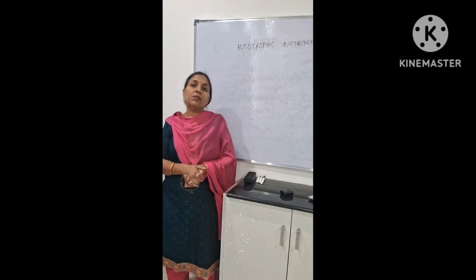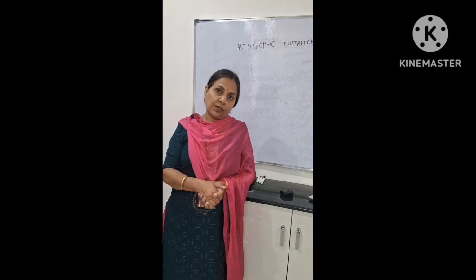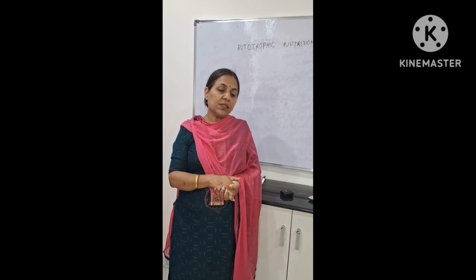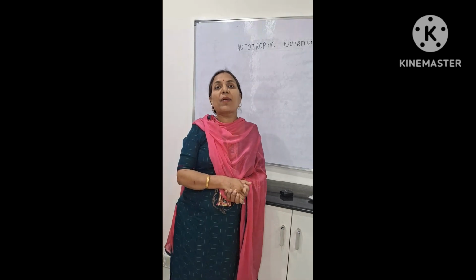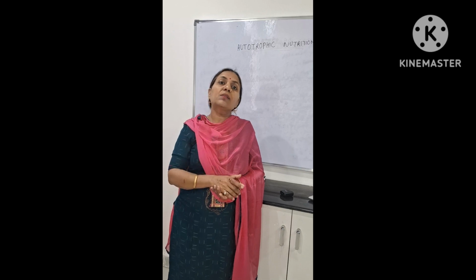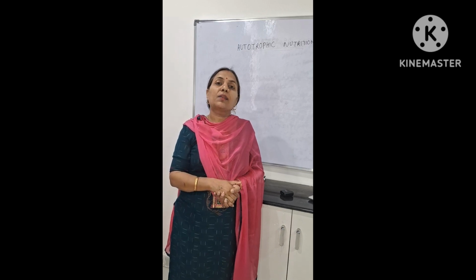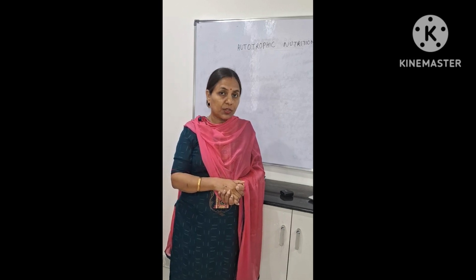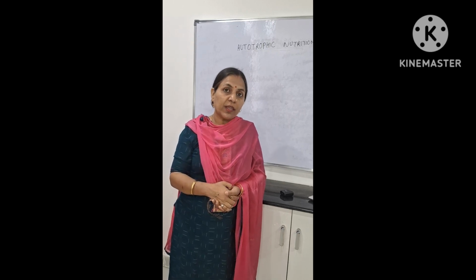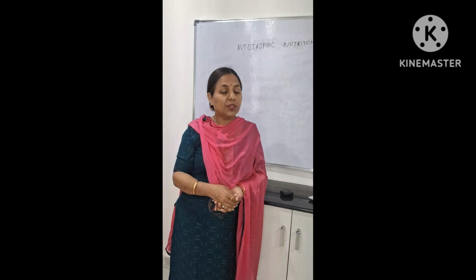Now, as discussed in the previous class, nutrition is of two types, autotrophic and heterotrophic. Auto means self, hetero means different. That is, when the organism manufactures its own food, which is seen in green plants and certain bacteria, that is referred to as autotrophic nutrition. Heterotrophic we'll be dealing with later. Today we'll continue with autotrophic nutrition.